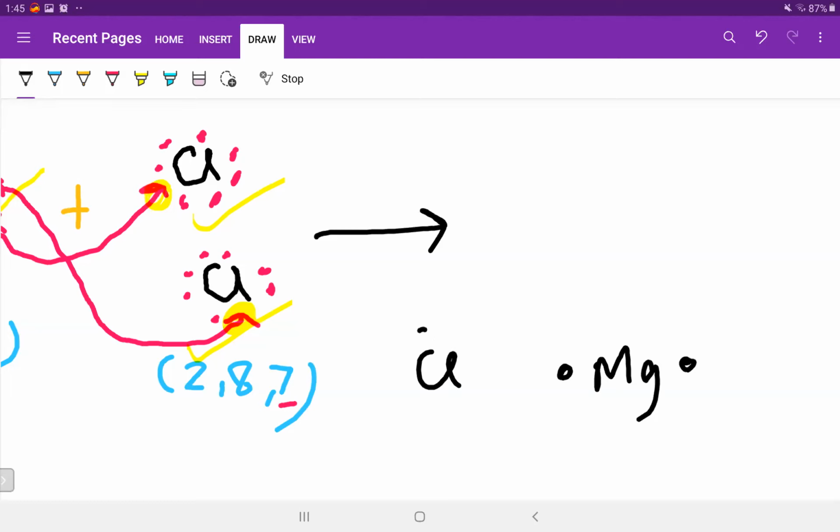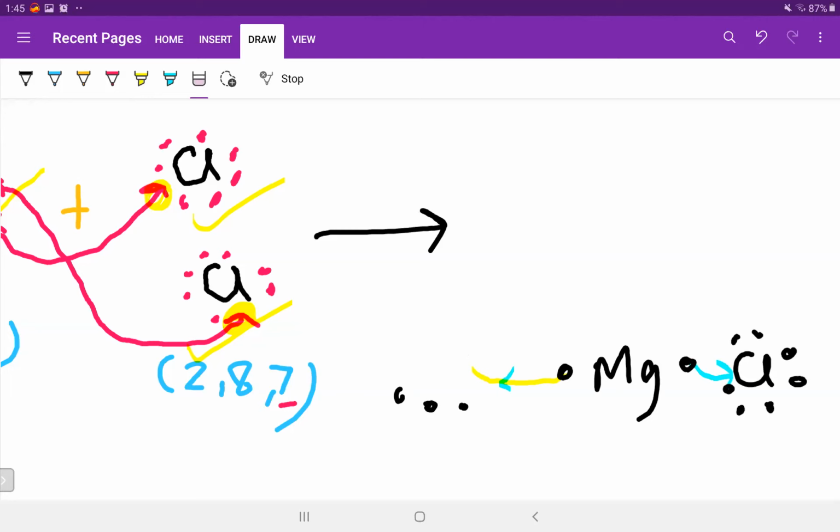Okay, chlorine is sharing here like this. Okay, a bond is there in this direction, and one more chlorine is here. Cl 1, 2, 3, 4, 5, 6, and 7. So it's sharing like this. Okay, so you have to draw a similar structure like this in your examinations as well.